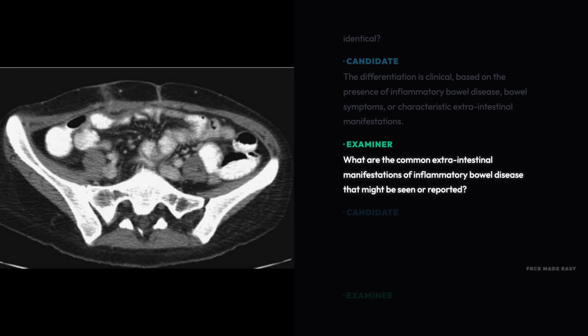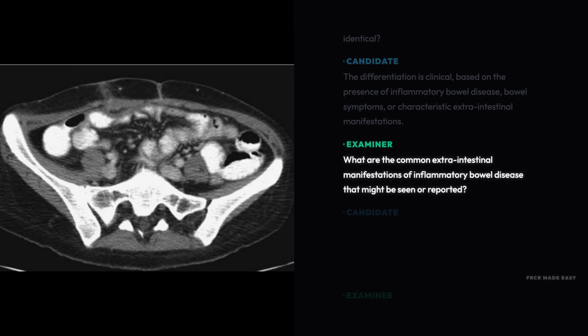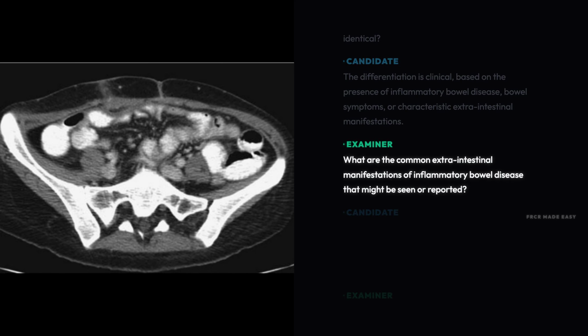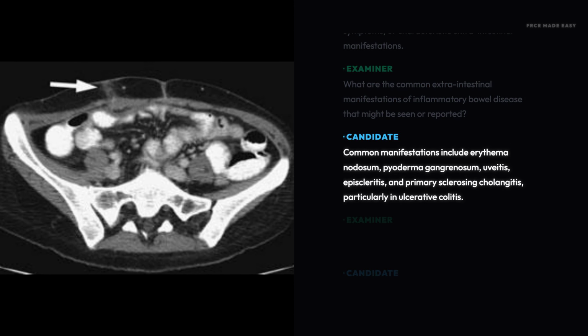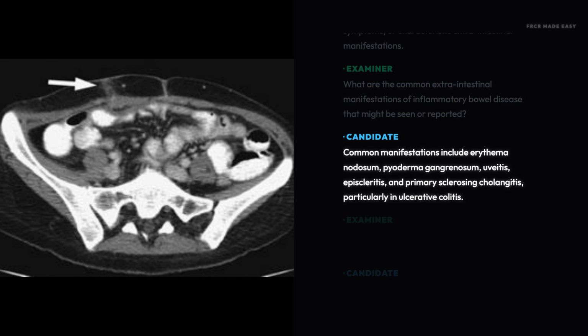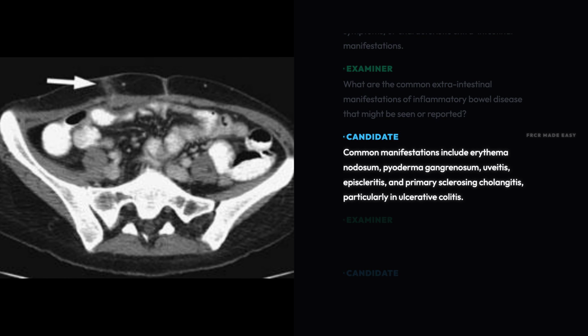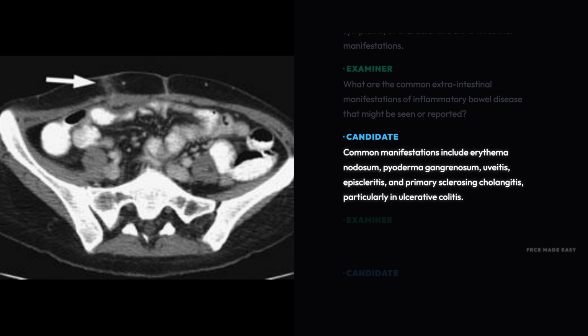What are the common extra-intestinal manifestations of inflammatory bowel disease that might be seen or reported? Common manifestations include erythema nodosum, pyoderma gangrenosum, uveitis, episcleritis, and primary sclerosing cholangitis, particularly in ulcerative colitis.